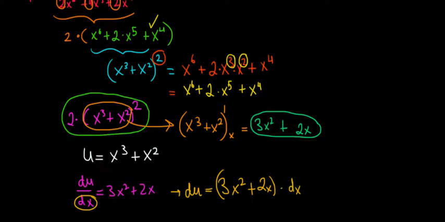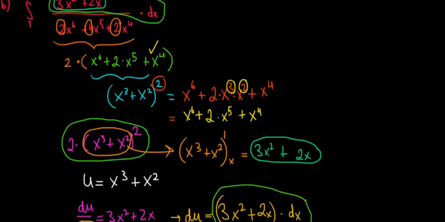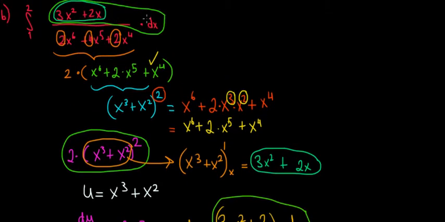Now with that said, we can see that we can substitute values into our integral. This thing, 3x squared plus 2x times dx, is the upper part of our integral. So this green thing is going to be our du, and on the denominator, on the lower side, we have 2 times u to the power of 2.